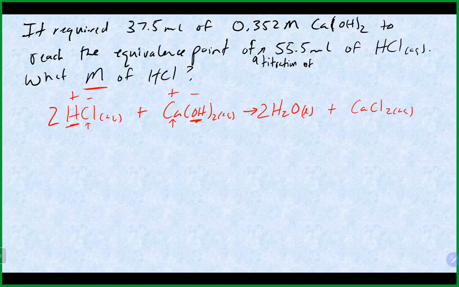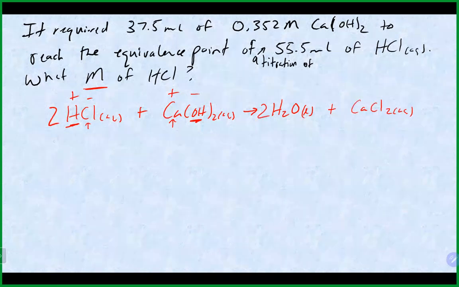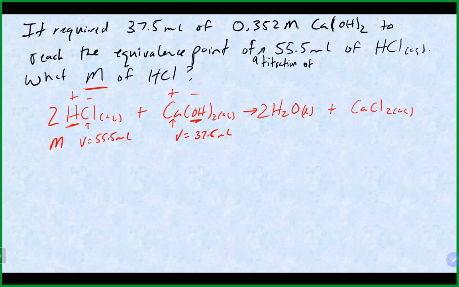So at this point here, we are looking for the molarity of the HCl. We do have the volume given to us of 55.5 milliliters. In terms of the calcium hydroxide, we do have obviously the volume of 37.5 milliliters, and we have the molarity given to us, which is 0.352 molar. That means obviously from the two pieces of information, we could get the moles of our base, and that's helpful since we are looking for the molarity of our acid. We actually already have the bottom part. We just need to do a conversion.